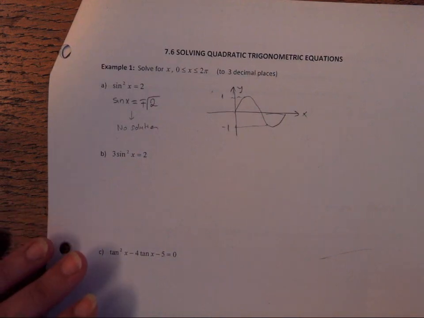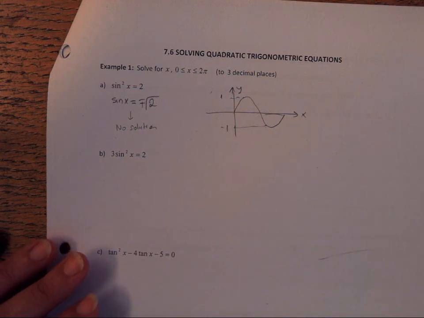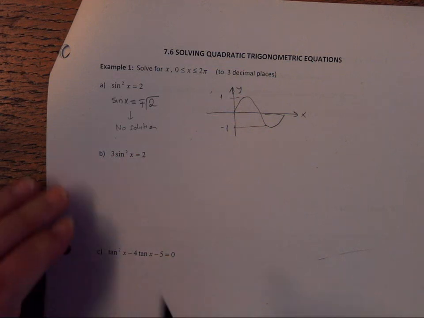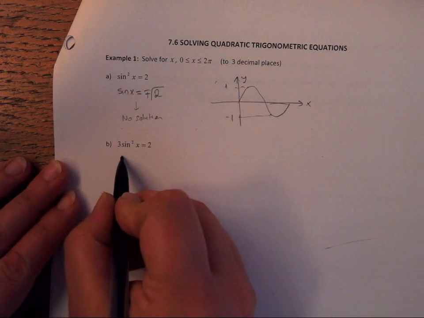But it's not true for tangent x. Actually, tangent x can be anything. The range of tangent x goes from negative infinity to positive infinity. Only for sine and cosine is the range between negative 1 and positive 1. Okay, let's look at the next one.